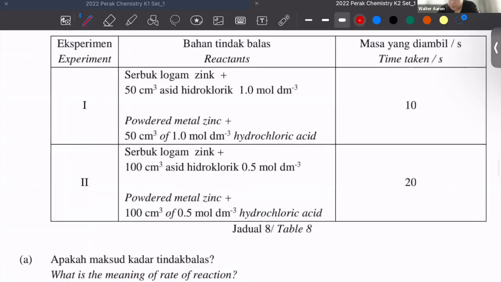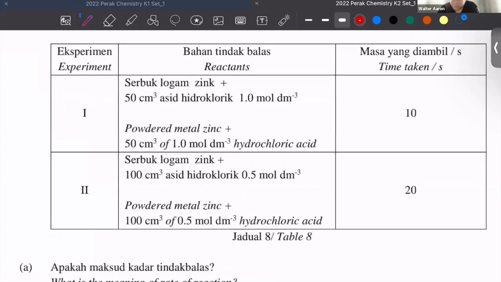So one, you can see that we use a lower volume of acid and 1 mole per dm³ hydrochloric acid, and the other one we are using the same thing, but we're changing it to higher volume and lower concentration of hydrochloric acid. So one is 10 and one is 20.